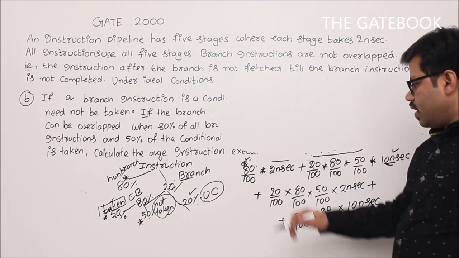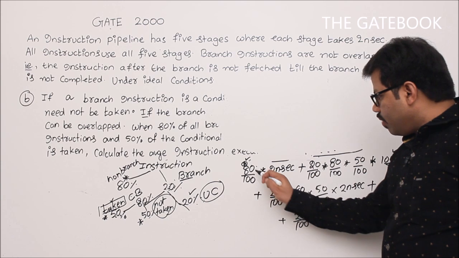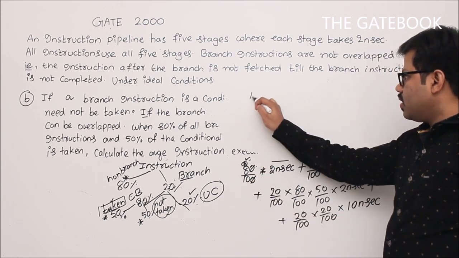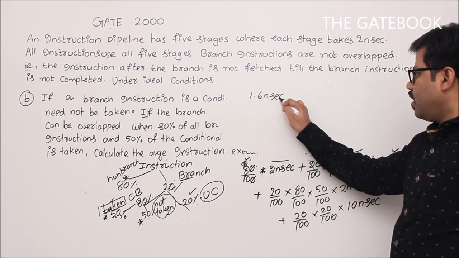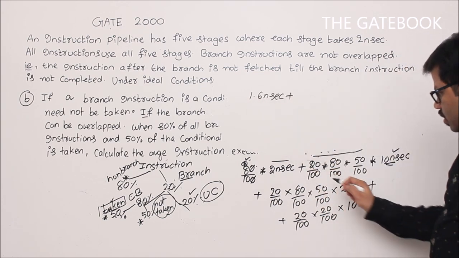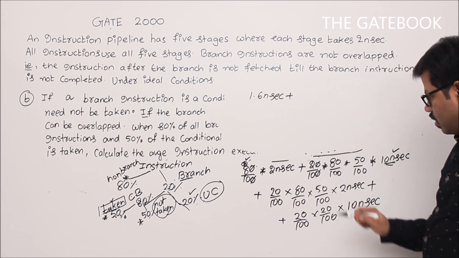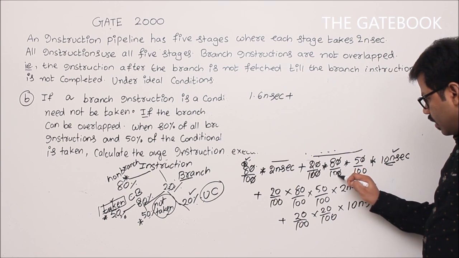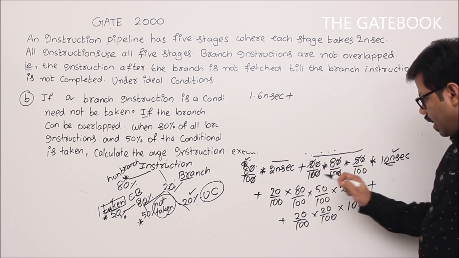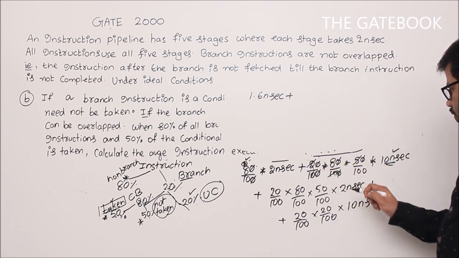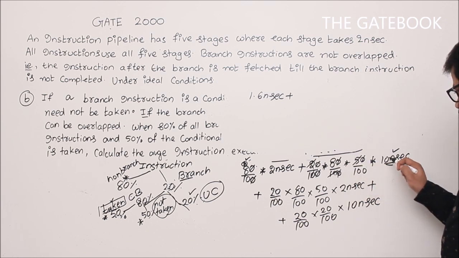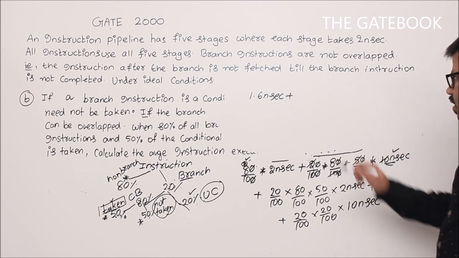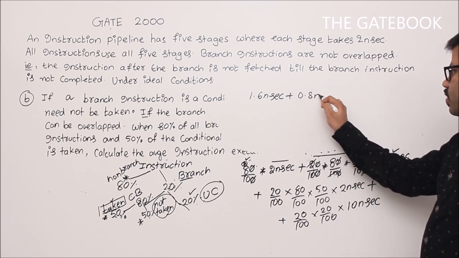80% of 2 nanosecond. If I simplify it, the zeros cancel, 8 twos are 16, 16 by 10, 1.6 nanosecond, done. Now the second case, the zeros cancel, 5 to the 10 and this 10 cancel, then you have 8 by 100 into 10, right? This 10 and this 0 cancel, then you get 8 by 10, which is nothing but 0.8 nanosecond.